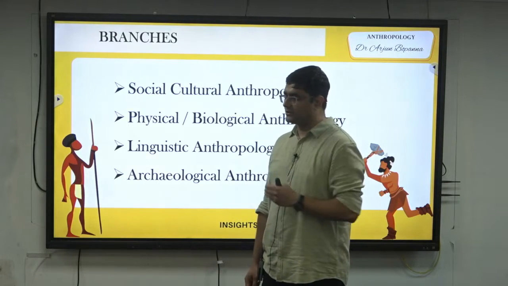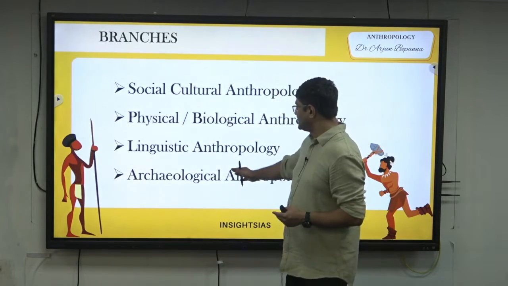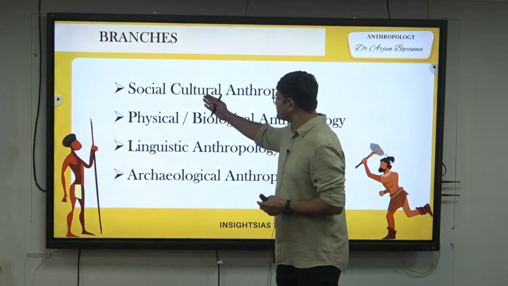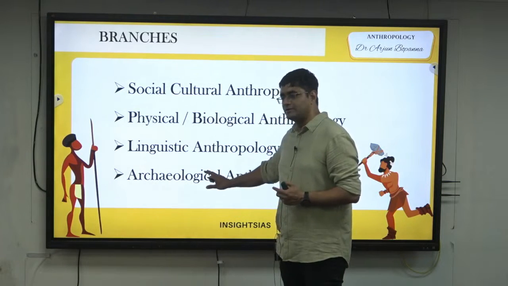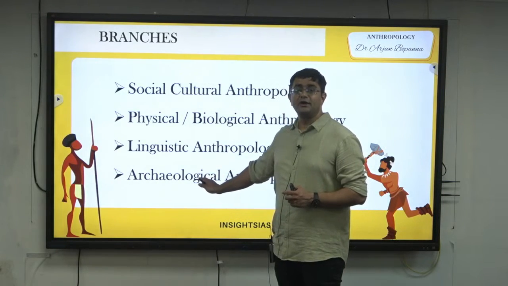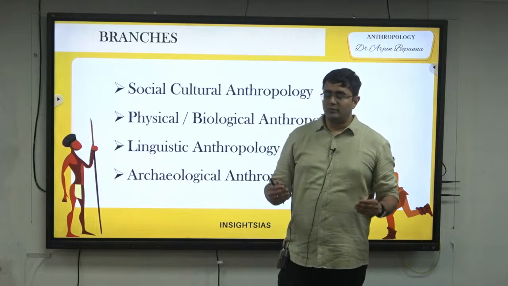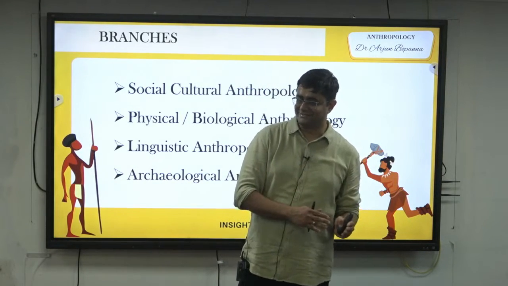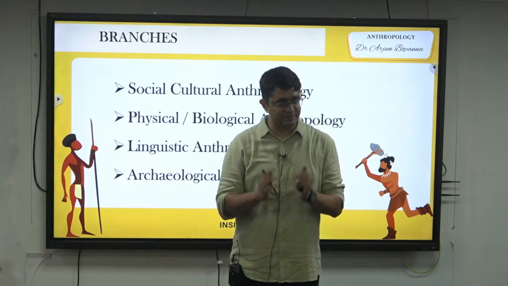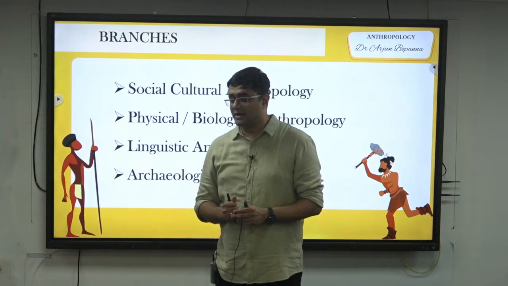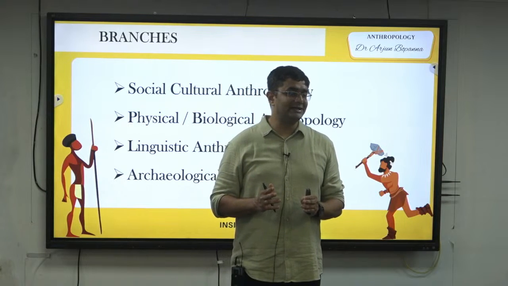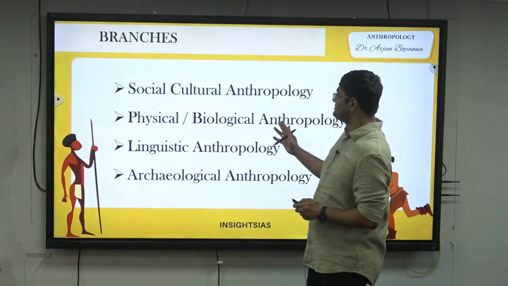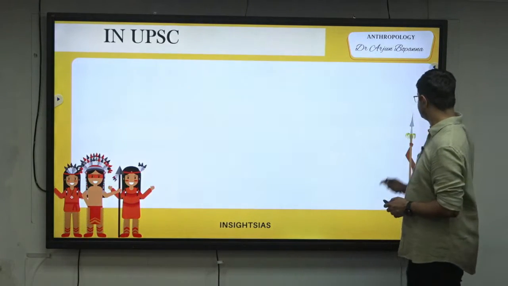So I have just mentioned it over here. Then the fourth one is archaeological anthropology, which is again a part of socio-cultural anthropology, but in some universities it is separated. Archaeological anthropology is where we study the remains of our past culture. Socio-cultural mainly deals with the present contemporary culture, whereas archaeological anthropology deals with past culture. So these are the four main branches in anthropology, right?